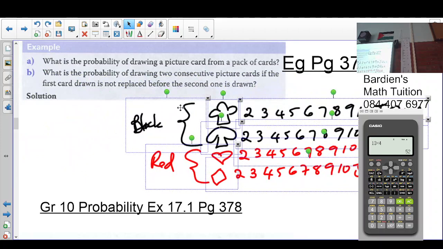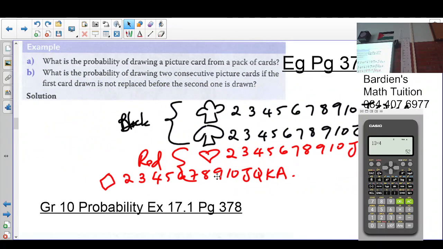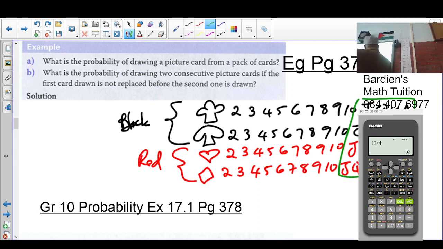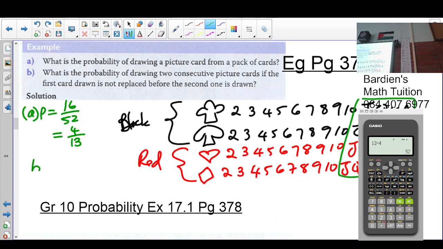No. Okay. So the question says, what's the probability of drawing a picture card? So the picture cards are 4 per suit and 4 suits. So how many cards are there in total? 16. So A. What's the probability of drawing a picture card from a pack of cards? It's going to be 16 out of 52, which is 4 over 13. You guys understand? Let's look at B.